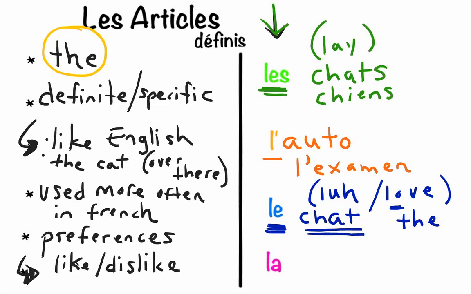So let's move on to la. La goes in front of words that are feminine. Like, how about our word for frog? La grenouille. And that word is feminine. Doesn't mean that frogs are all girls. It just means that the word's feminine.